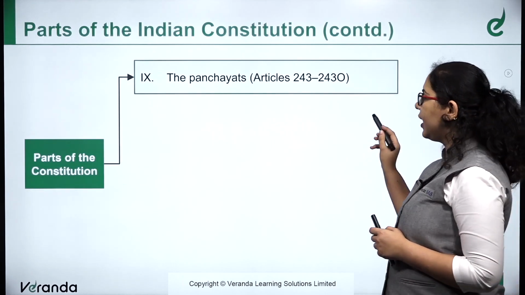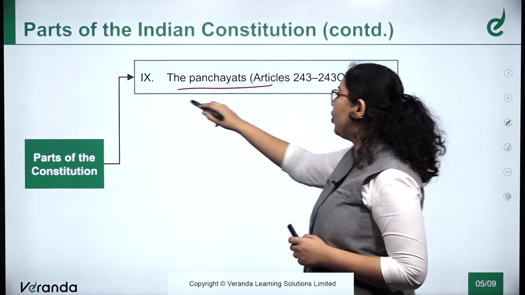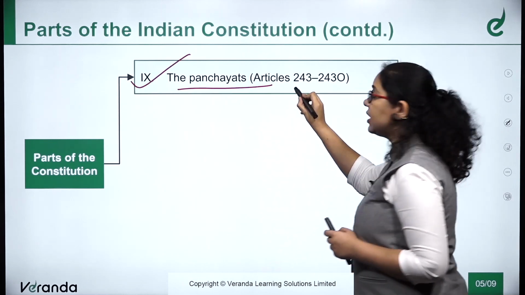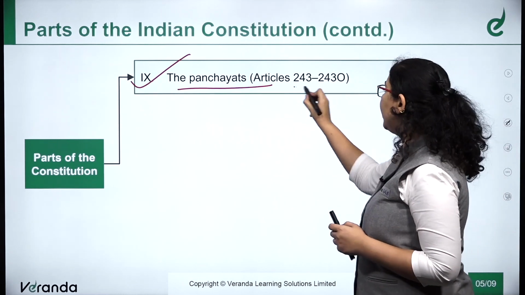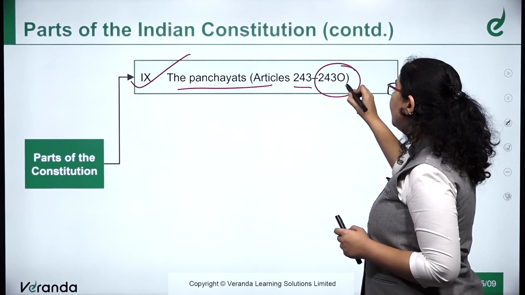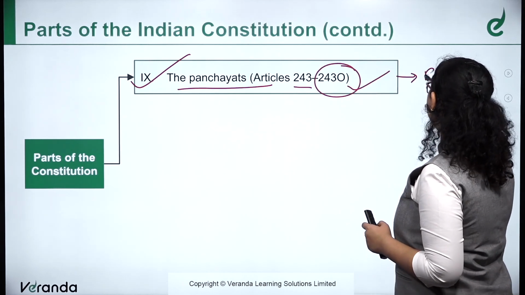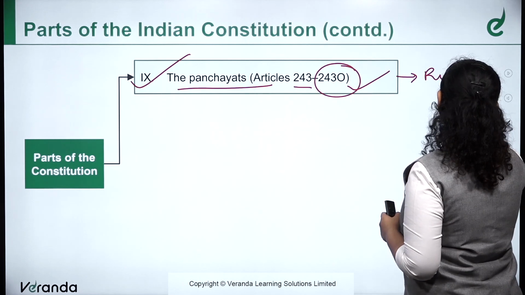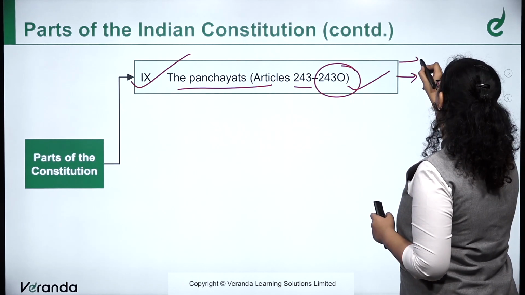Then we have part 9, panchayats, very important. These articles you also have to remember, 243 to 243O. Panchayats, Rural Local Self-Government, 73rd Constitutional Amendment Act. We have discussed it again and again.